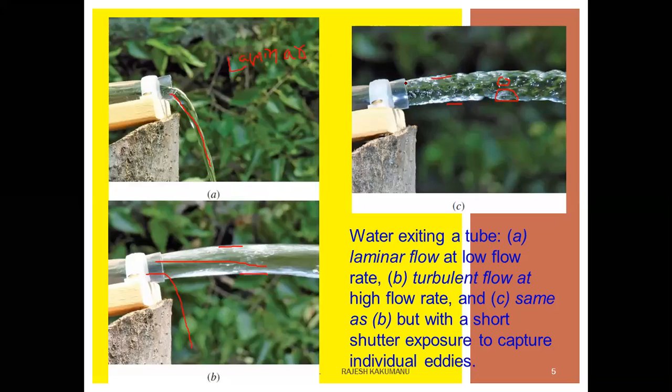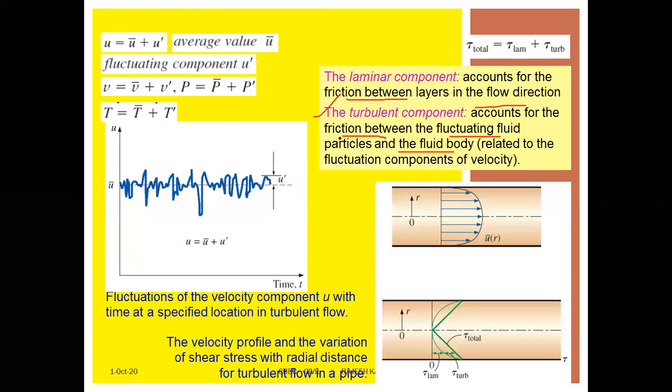So here the water is fluctuating when compared to the laminar flow, right? So it is experiencing the fluctuating fluid and the fluid body. That's why, if you see the graph of velocity versus time t, you can see u is equal to u bar plus u dash, and u dash is the change. These are the fluctuations of the velocity component u with time at a specified location in the turbulent flow.